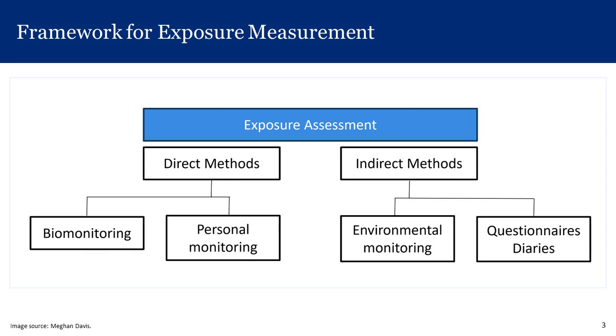Or we might do personal monitoring, where we are looking at what is the exposure, for example, in the breathing zone, or at some point of contact for that worker. With indirect methods, we may be doing more ambient environmental monitoring that is not specifically tied to work activities or a breathing zone, but generally in an area where someone is working. Or we may try to reconstruct exposure using questionnaires or diaries or other methods of recall.